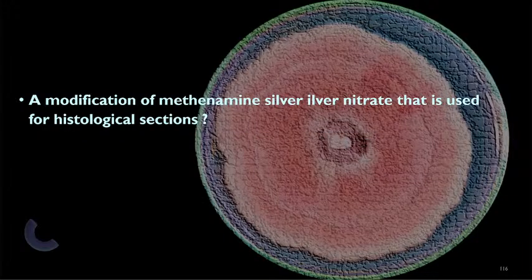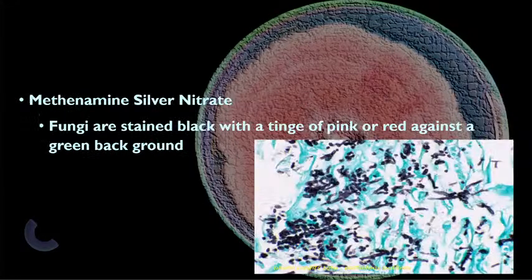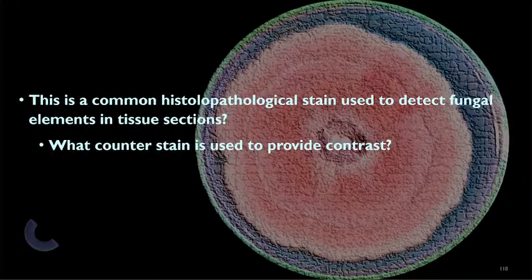Okay? Now, if we're using silver nitrate, we can use a modification of methenamine silver that is used in histological sections, Gomori methenamine silver. It's known as GMS stain. It's a modification of this particular stain, but it will still yield the same results for you guys. Okay? For histopathology. Now, this is a common histopathological stain used for the detection of fungal elements in tissue section.